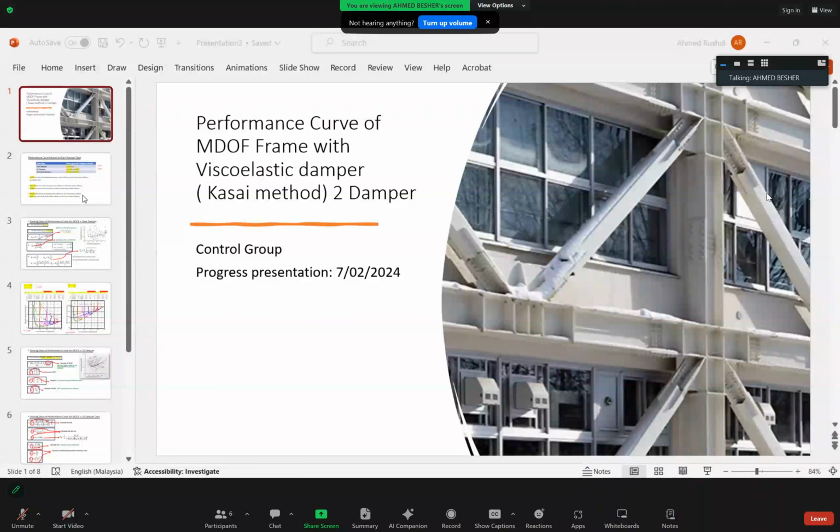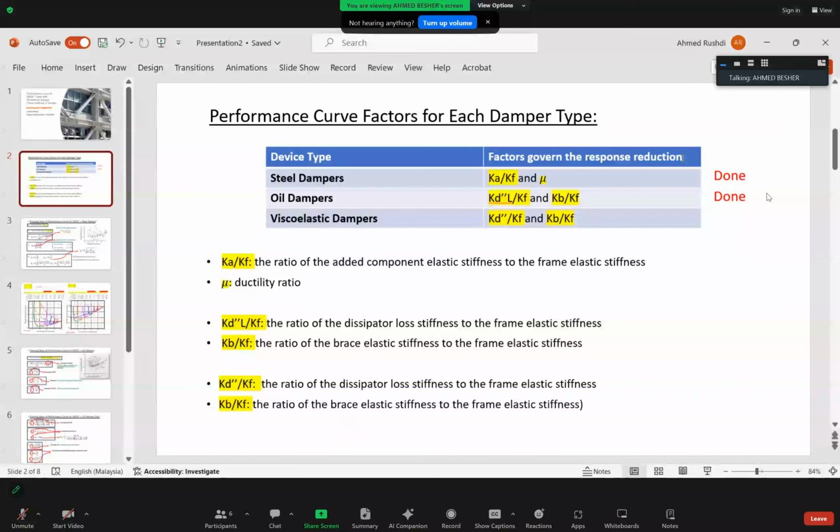This time I developed the performance curve using the Kasai method for steel dampers and oil dampers for a multi-degree of freedom frame. Next step, I will develop the performance curve for the viscoelastic damper.